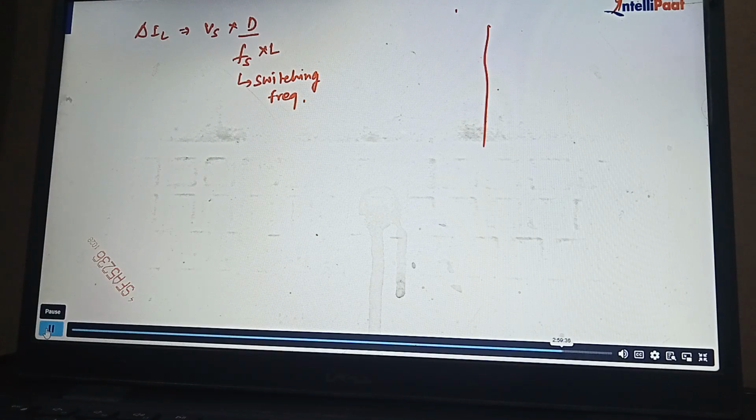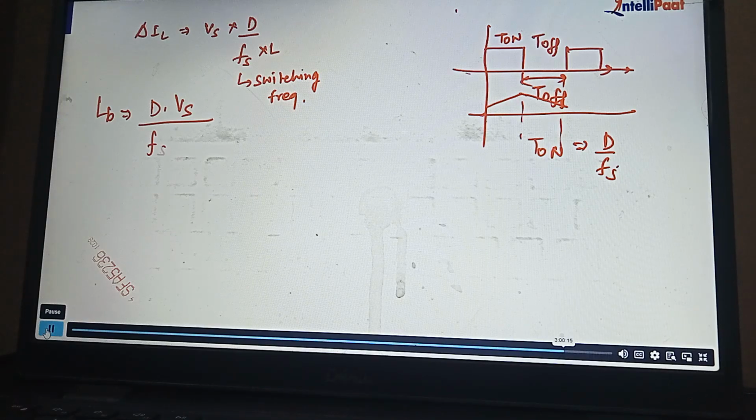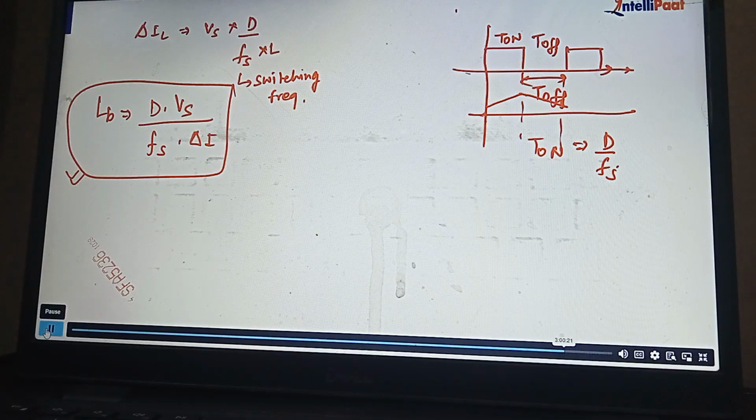Because for this particular circuit, you have some T on and T off. This is the time representing T on, and this is representing T off. It means the inductor is charging for T on and it is discharged for T off. So T on can be calculated as D by Fs. We can replace it, and L, that we can derive, is D into Vs divided by Fs into delta I.